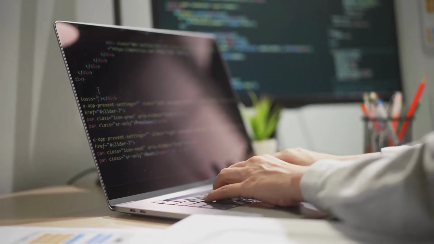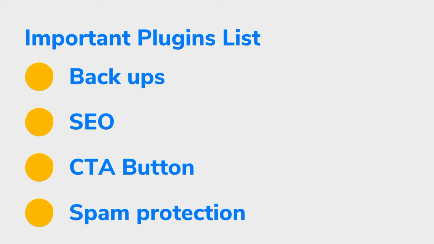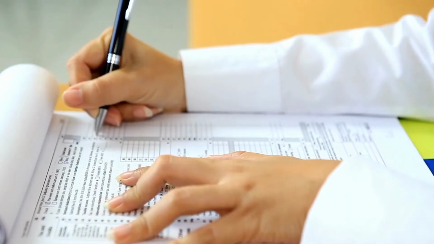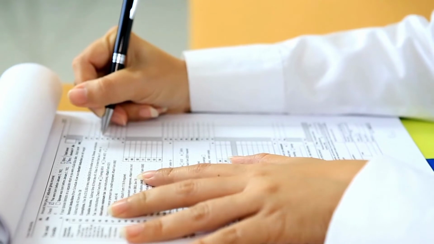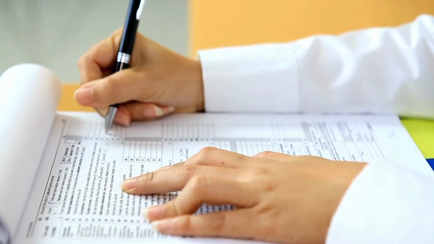Okay, before we start choosing plugins, surely we have to make a list of the plugins that we need. But besides that, there are some features that are important for all websites, such as backups, SEO, CTA button, and spam protection. They should be at the top of your list and where you start your search for plugins, as they are essential for the daily operation of the website.